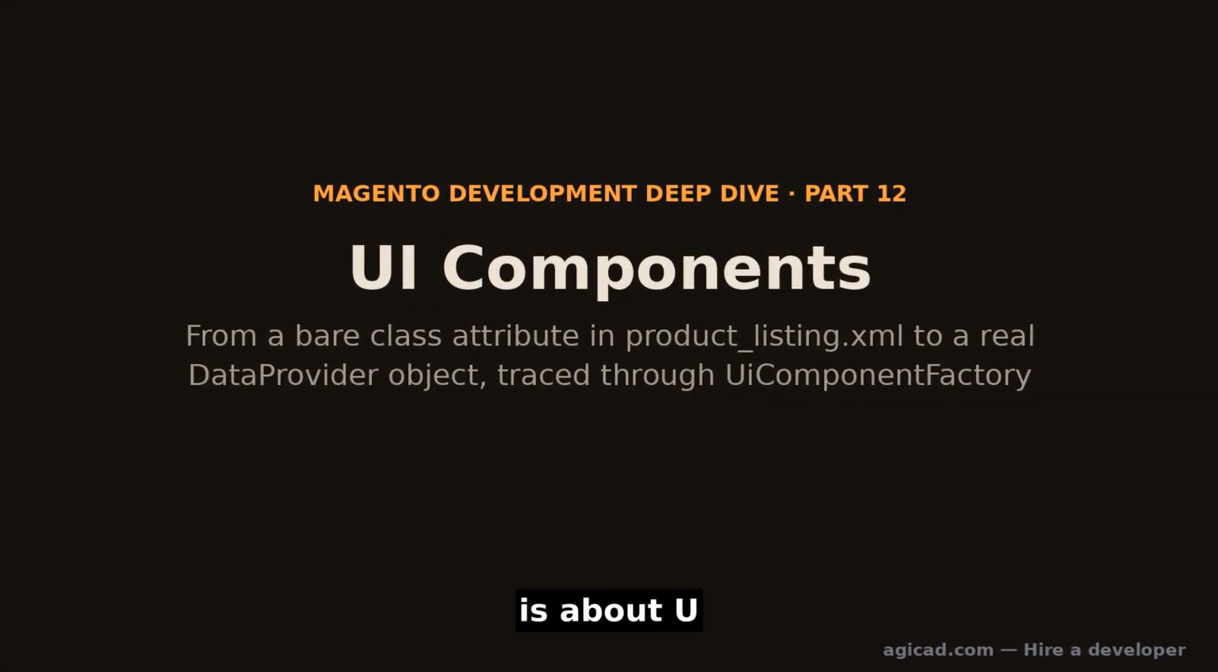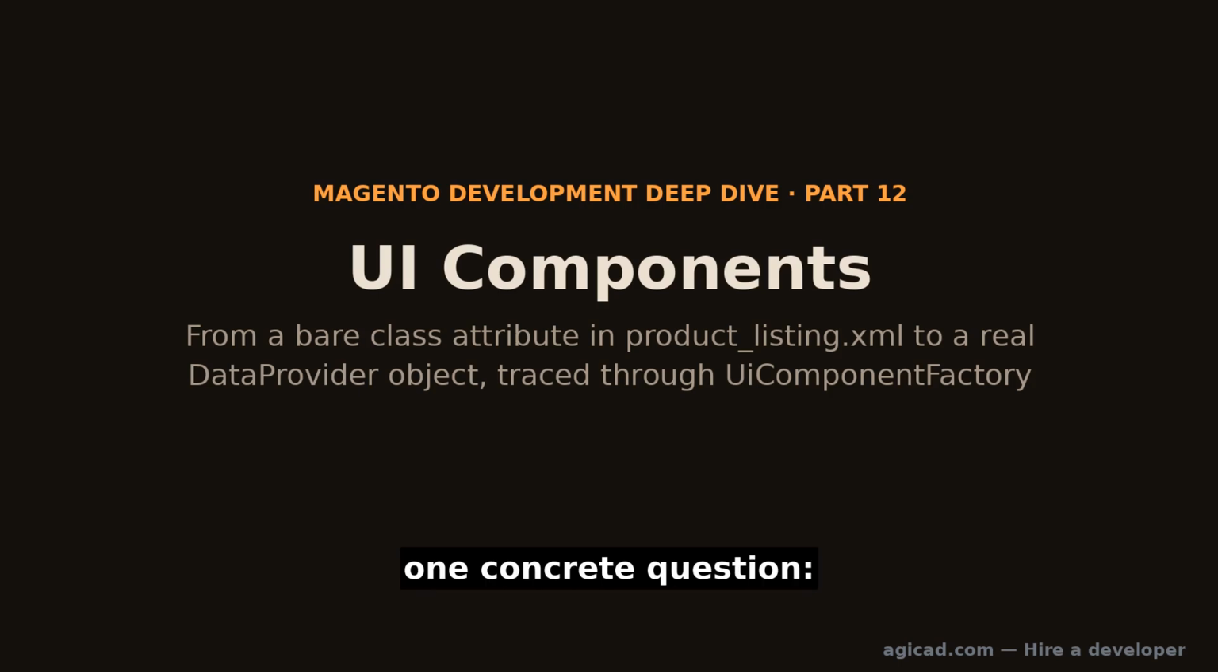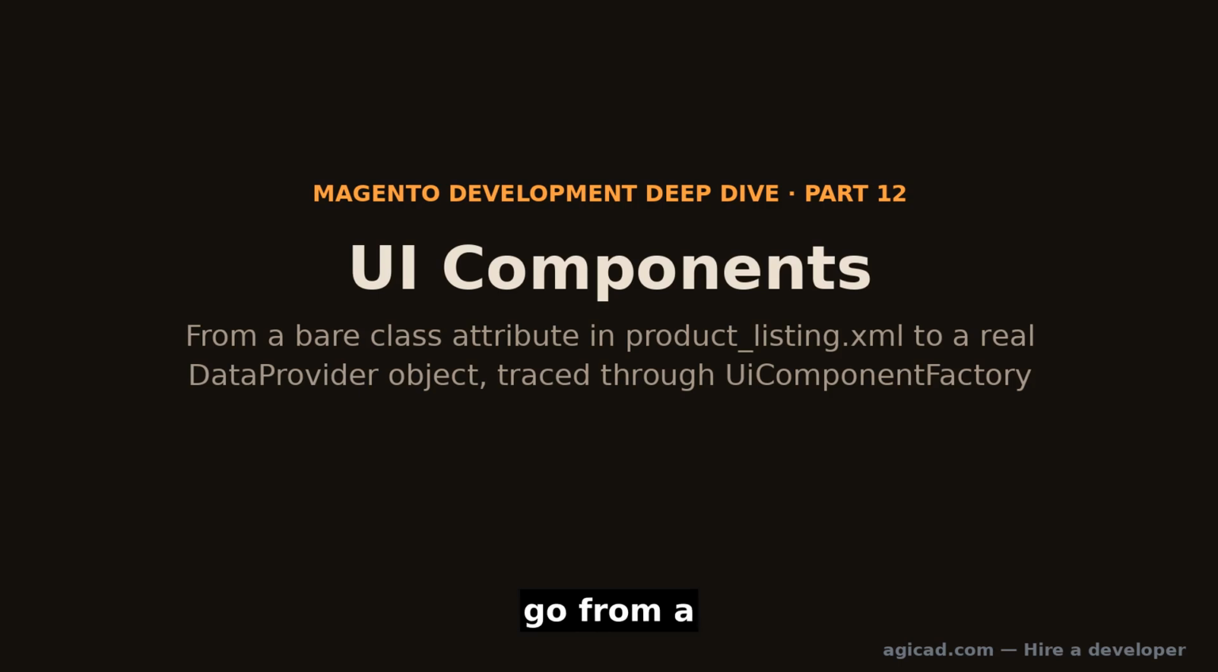This part is about UI components, the system behind every admin grid, form, and modal in the backend. We are narrowing the scope deliberately to one concrete question: how does the admin product grid go from a declarative XML file to a real PHP class supplying rows of data? We will trace the real product listing XML, the real factory method that turns a class attribute into a live object, and the real dataProvider class hierarchy that the catalog product grid actually uses, base class first, then the concrete catalog subclass, using ground truth line numbers from a local checkout of the pinned 2.4.9 tag.